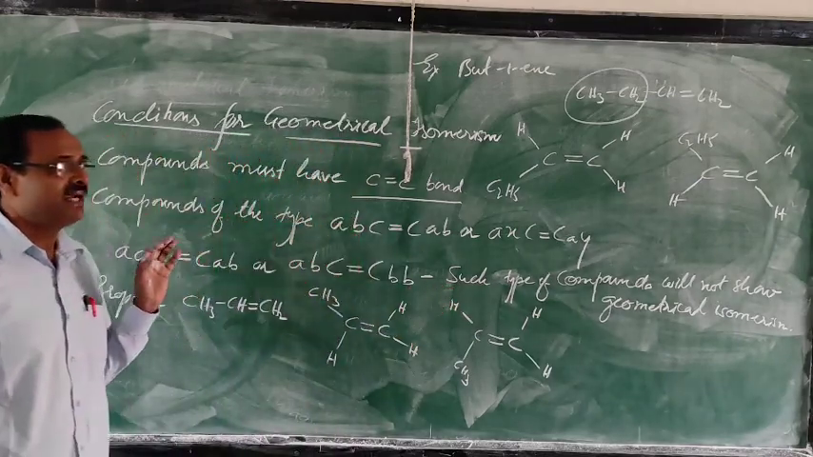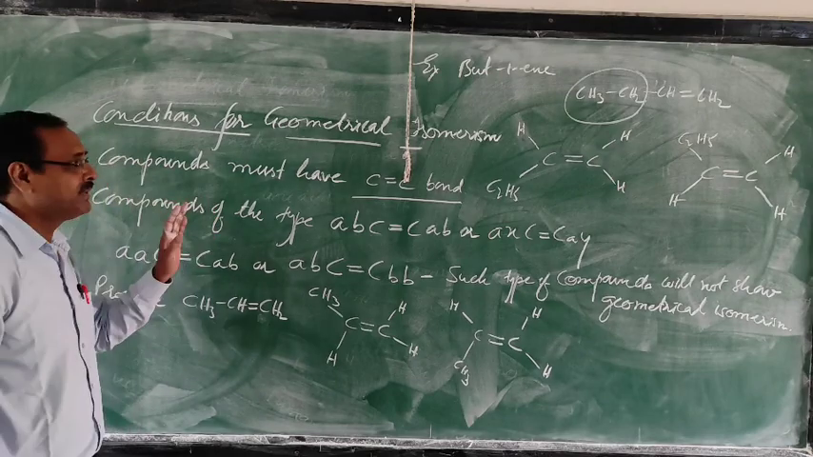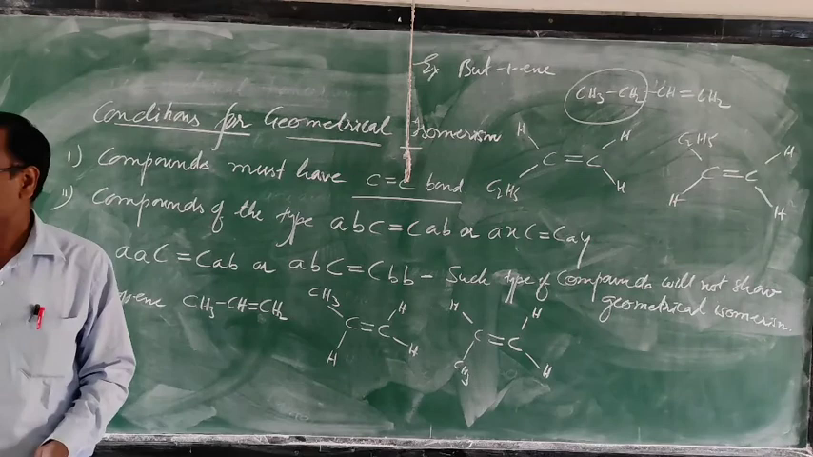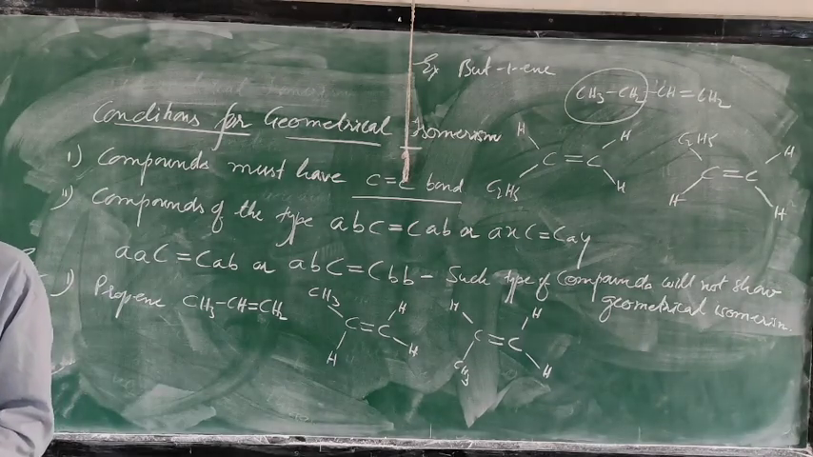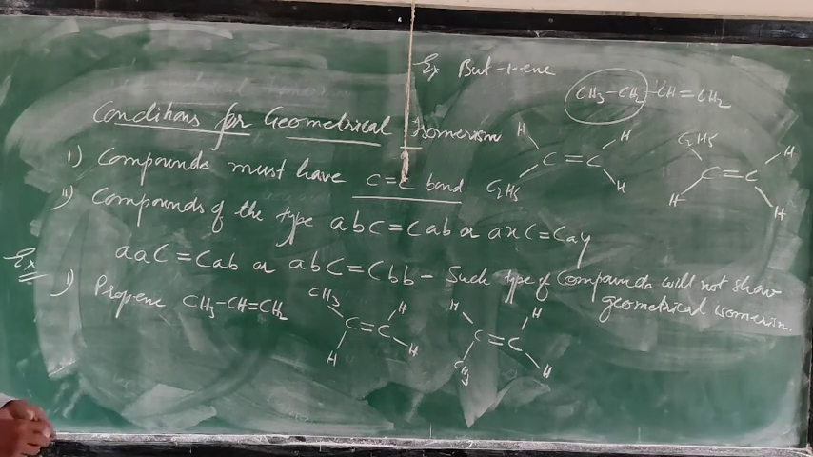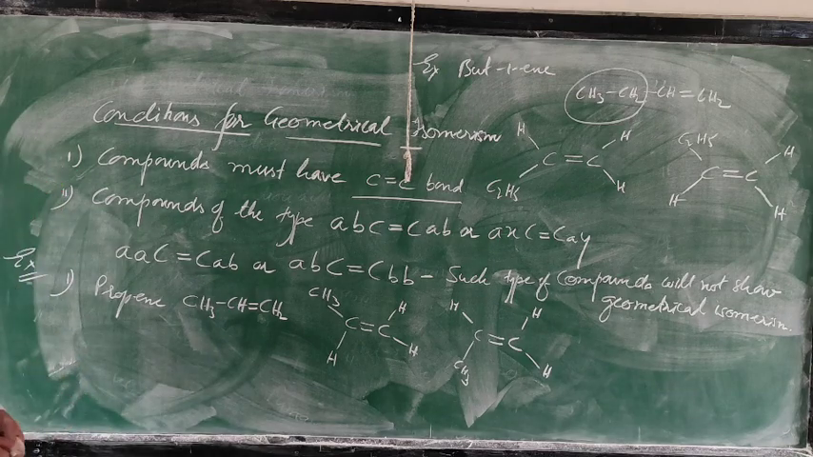The condition is that the atoms or the groups of atoms bonded to the carbon-carbon double bond must be different, then only geometrical isomerism is possible. So now next one is the cause of geometrical isomerism. So here, in the last two, geometrical isomerism is possible.